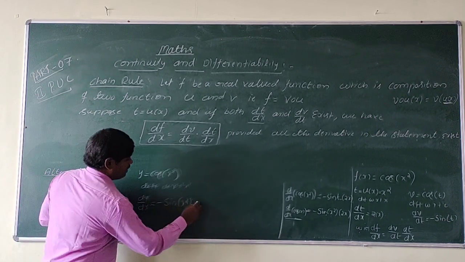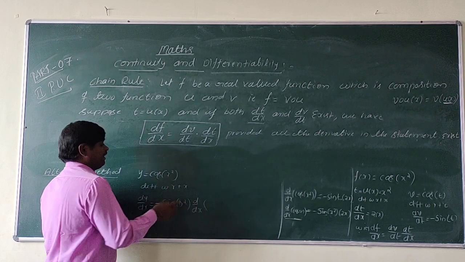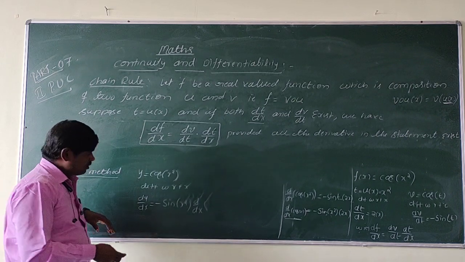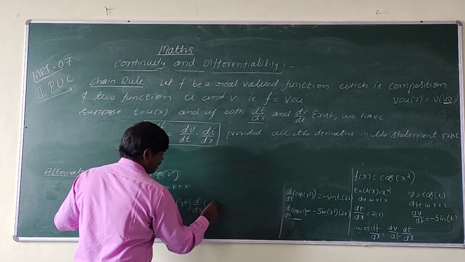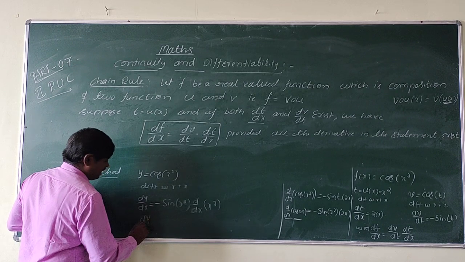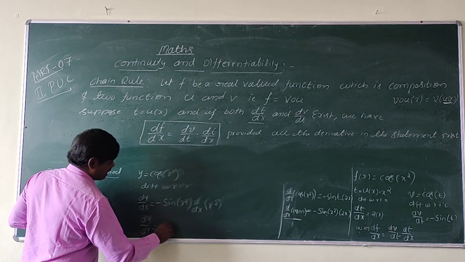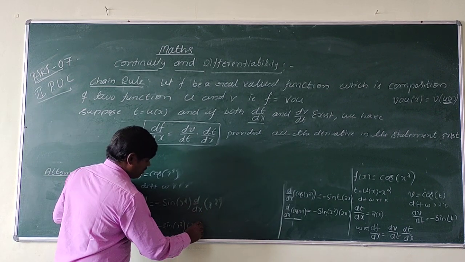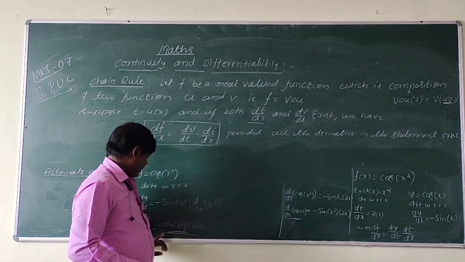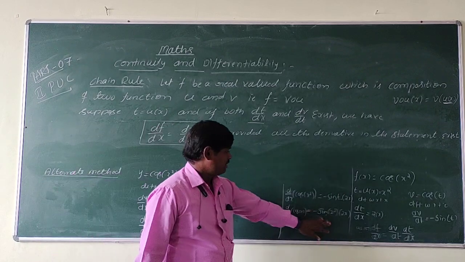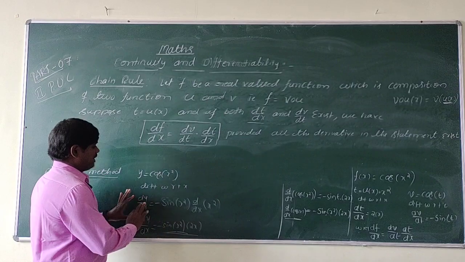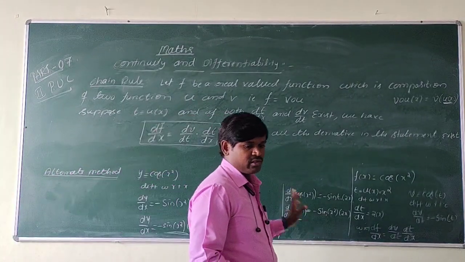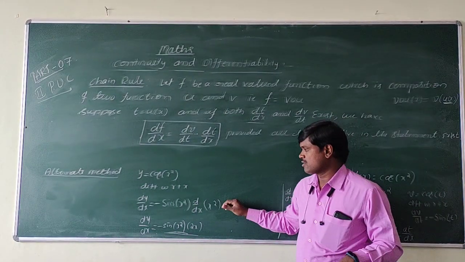Then multiply by d by dx of the internal term. What is the internal term here? We are going to differentiate this internal term, that is x square. So dy by dx is equal to minus sin x square into the derivative of x square, which is 2x. Then we get the same solution: minus sin x square into 2x. Here also the same. This is very easy to solve, so it is better to follow this one. I also refer to this method. Okay, so write down.